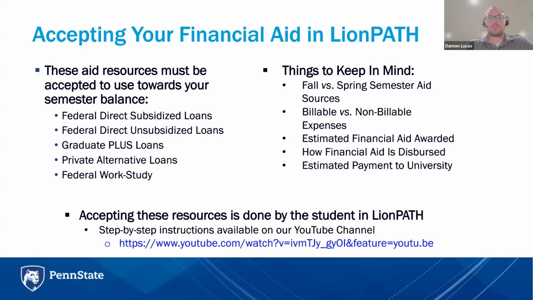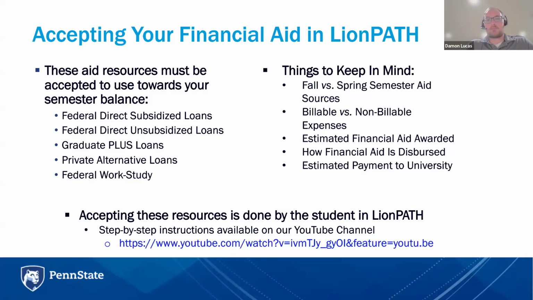On the left-hand corner, you see the aid sources that must be accepted to use towards your summer or your semester balance. The federal direct loans, subsidized or unsubsidized, your Grad PLUS loan, if you have a private alternative loan or a private educational loan, that needs to be accepted. And then if you are offered federal work study, that will need to be accepted as well. Again, these are the only items you have to accept. All other items will be accepted for you. But just make sure if you were offered these and you plan to utilize them, you'll need to accept those in LionPath.